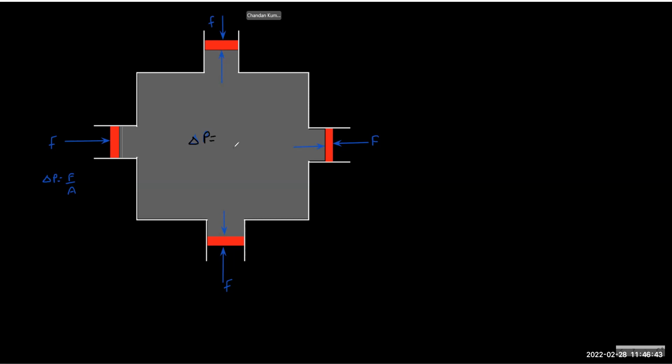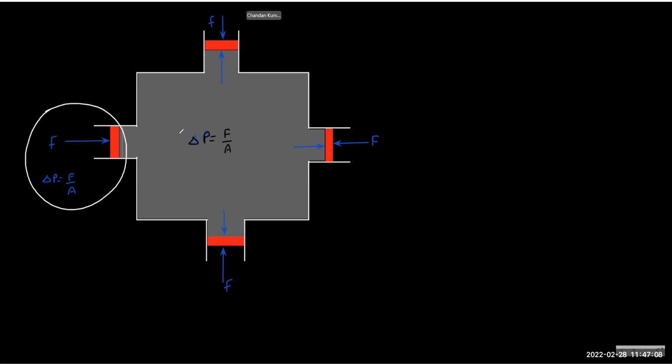The reason is the rest are balancing it. So delta P here is only F by A, although we can see there are 4 different pistons and we are applying force F, F, F. The other way of thinking is that if one creates the pressure F by A, to balance the other piston, we have to apply the same force F, F, F. Imagine you create a pressure here.